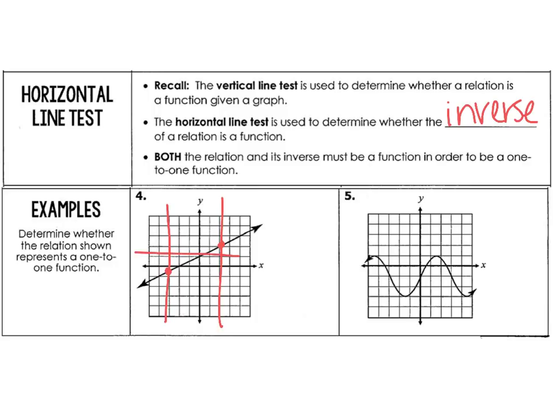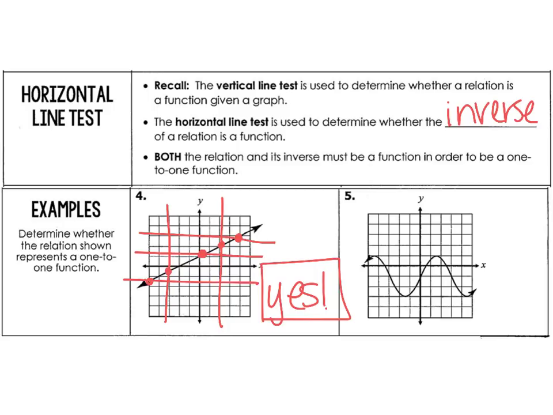If we were to draw horizontal lines, it only touches the graph at one point. So it passes the horizontal line test. Therefore, because it passes the vertical line test and the horizontal line test, yes, this relation is a one-to-one function. Now number 5.